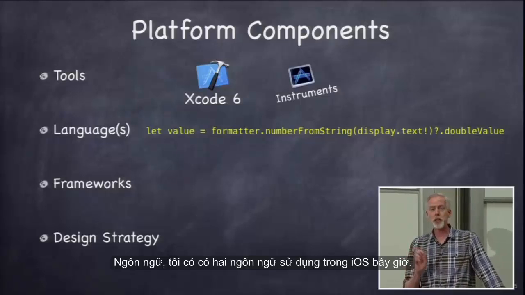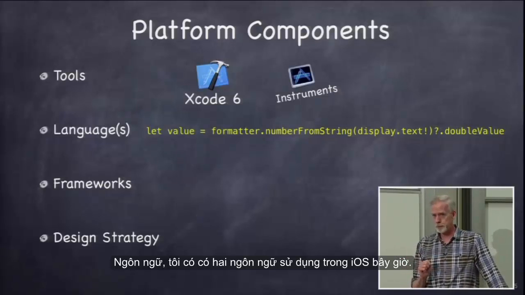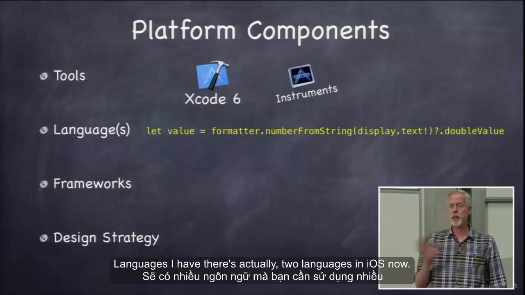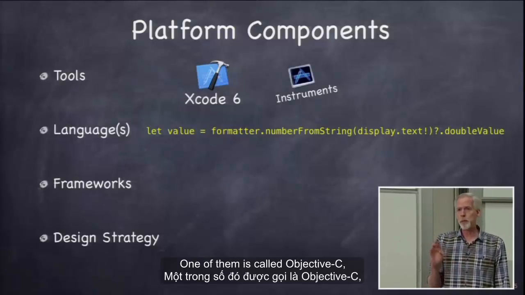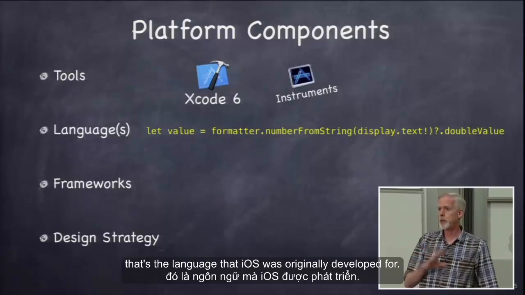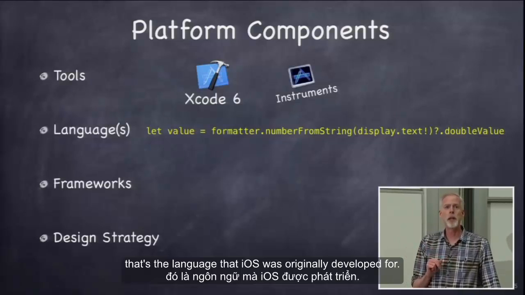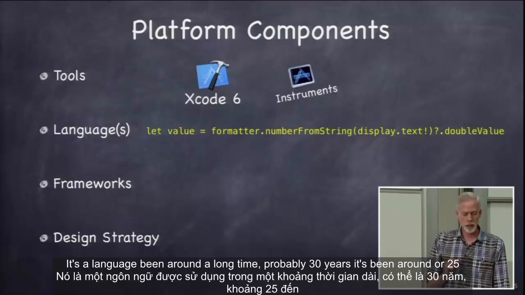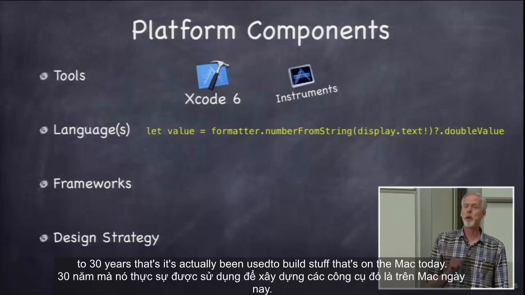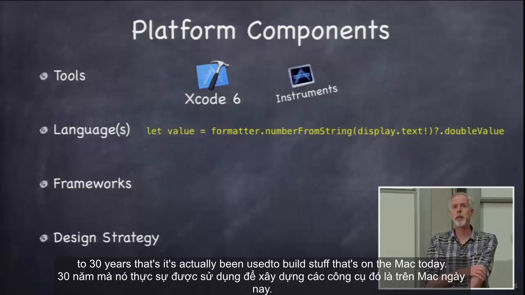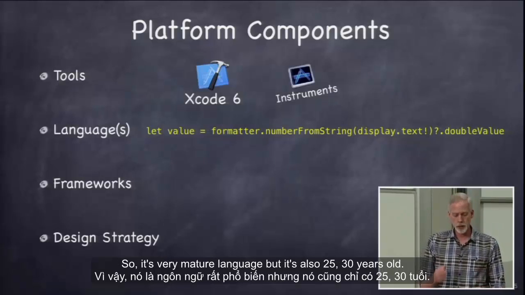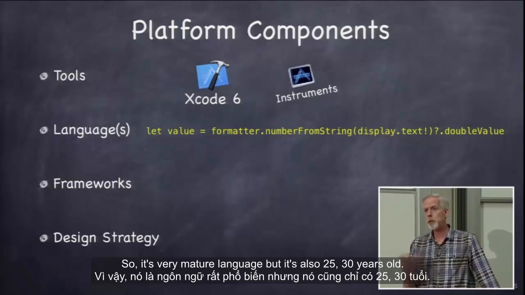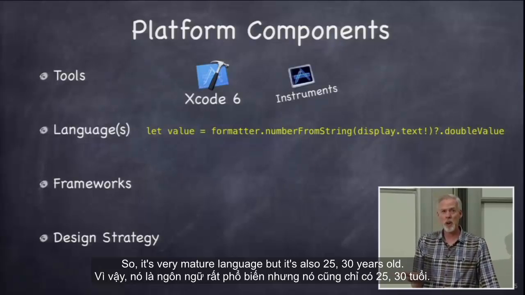Languages, there's actually 2 languages in iOS now. They are peers. You can pretty much use either one. One of them is called Objective-C. That's the language that iOS was originally developed for. It's a language that's been around a long time, probably 30 years. It's been around, or 25 to 30 years that it's actually been used to build stuff that's on the Mac today. So it's a very mature language, but it is also 25, 30 years old.